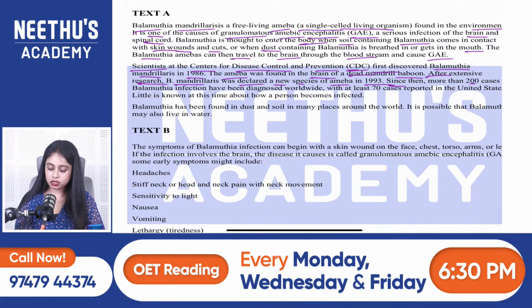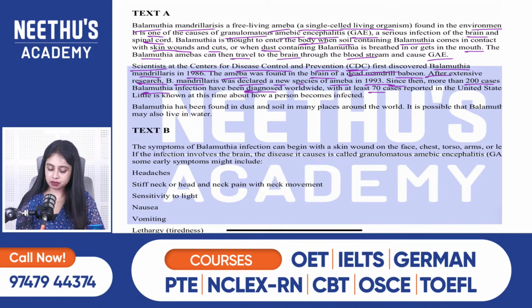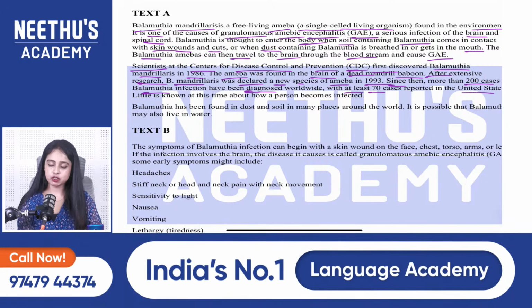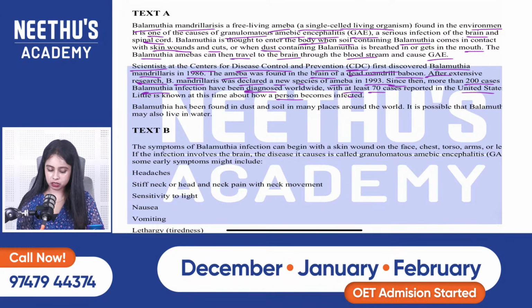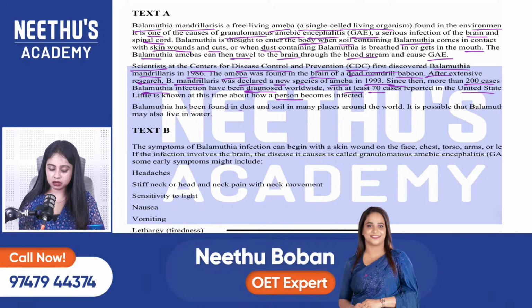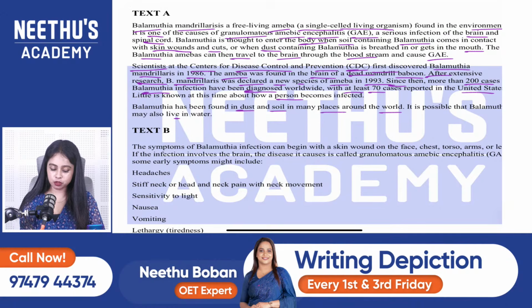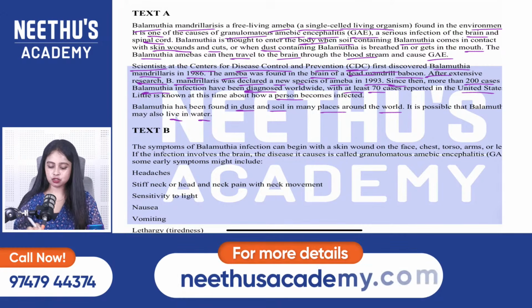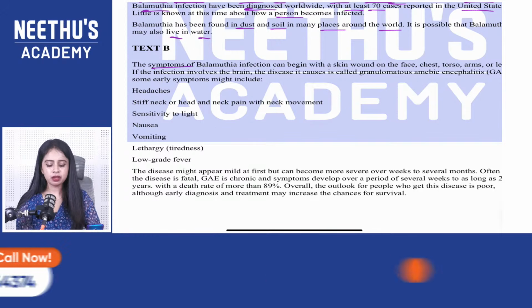Since then, more than 200 cases of Balamuthia infection have been diagnosed worldwide, with at least 70 cases reported in the United States. Little, which means almost nothing, is known at this time about how a person becomes infected. Balamuthia has been found in dust and soil in many places around the world. It is possible that Balamuthia may also live in water. Clear? So these are my keywords from text A. Then I'm moving to text B. The symptoms of B infection. I'm just reading it like B infection, okay?